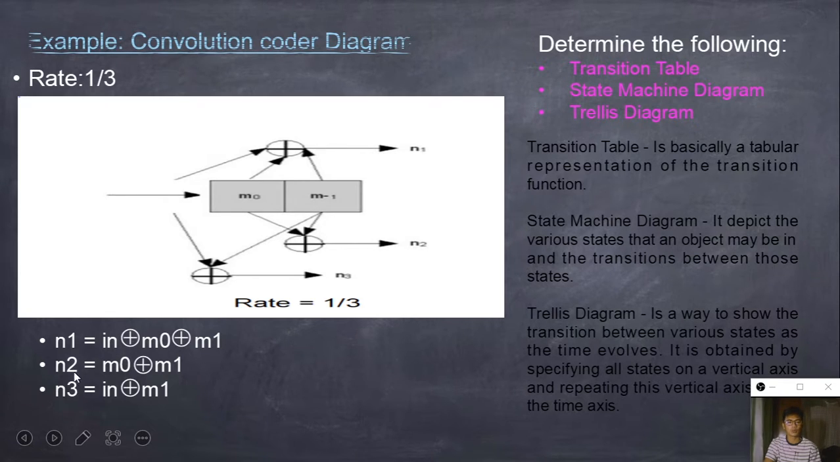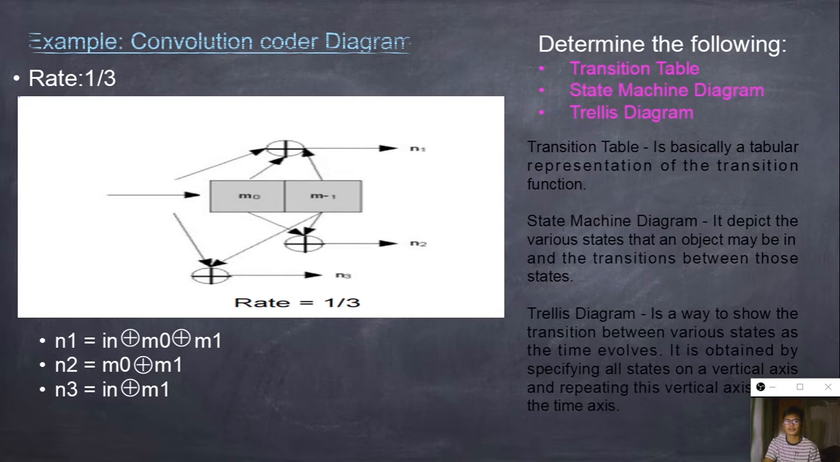For N2, the output is M0 XOR M1. For the N3 output, we can determine it by input XOR M1. Next, we will determine the transition table, state machine diagram, and Trellis diagram. First, we must know their functions.